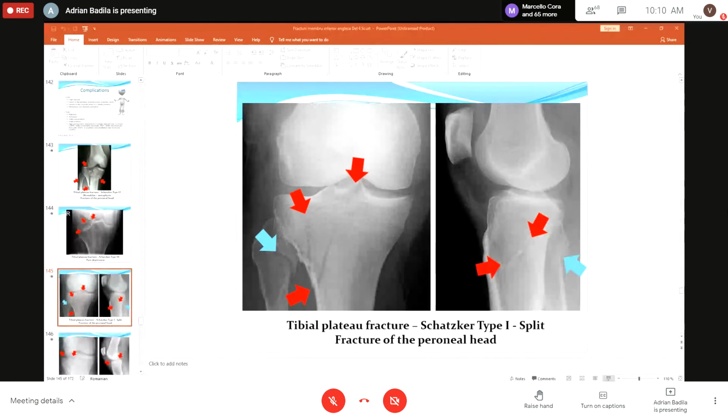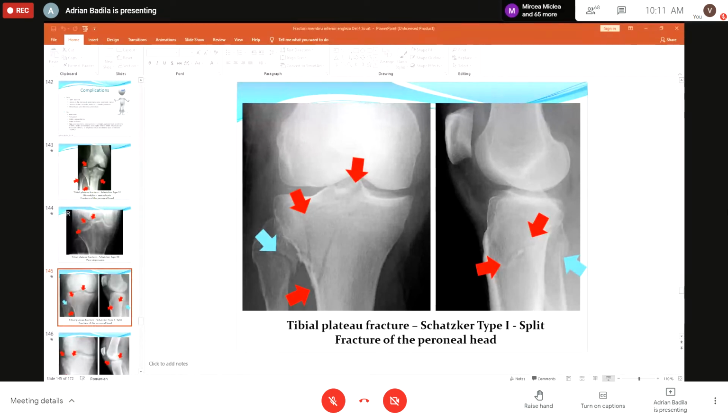Another one. I think that it's a more simple fracture. Fracture type 1. I'm sorry? Type 1. Yes. Very good. It's a type 1 in the Schatzker classification. It's a split fracture located on the lateral plateau. We have also a fracture of the peroneal head.